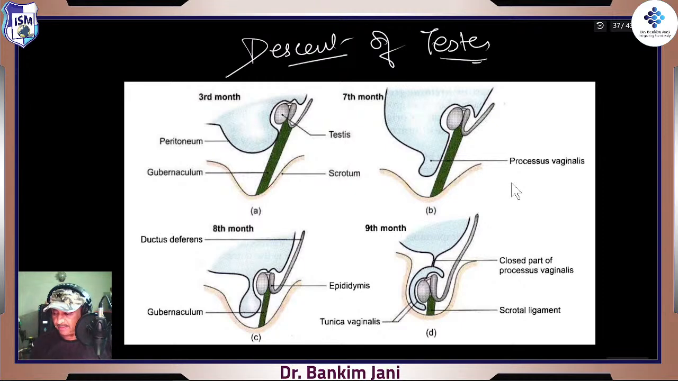these are the timings. Say in third month, see how it has started. It is over here, this gubernaculum, it is considered as a band which really pulls. Gubernaculum, fibrous tissue band which really pulls. So right now it is into peritoneum. Then in seventh month, it comes into inguinal canal. So over here, it comes into inguinal canal.